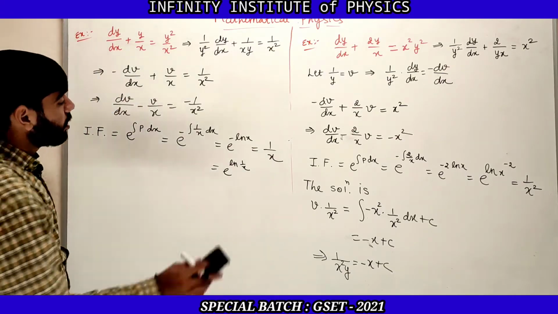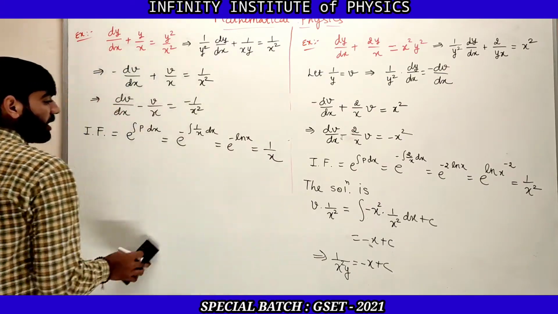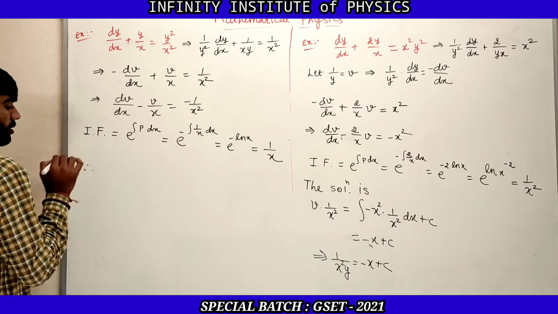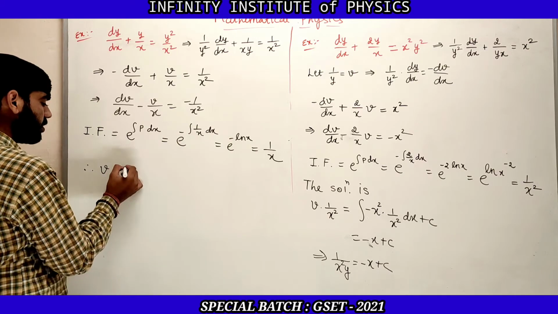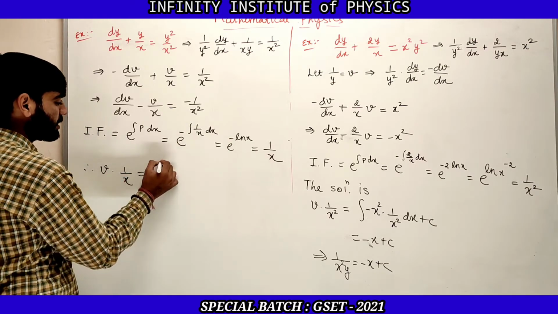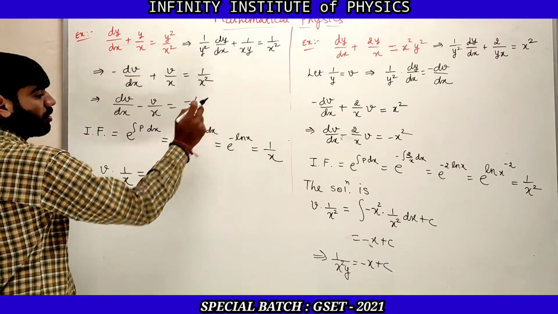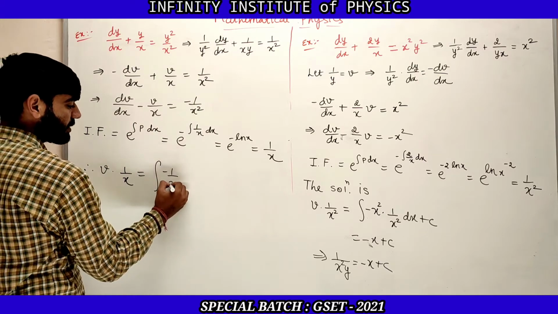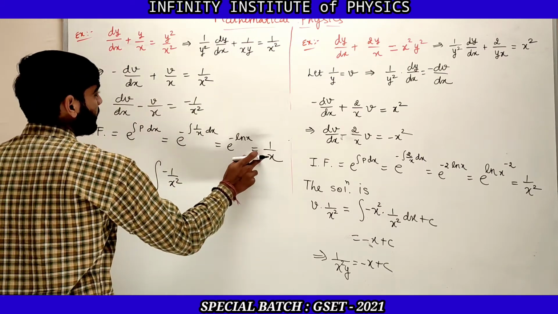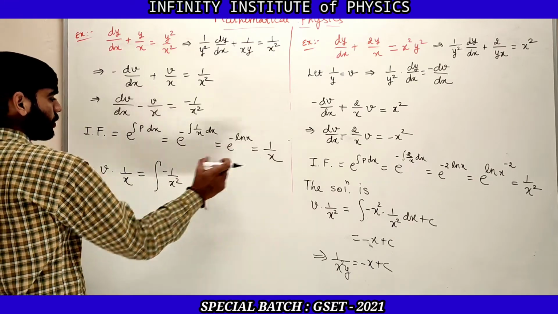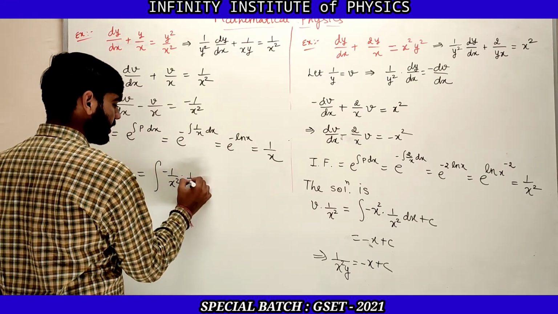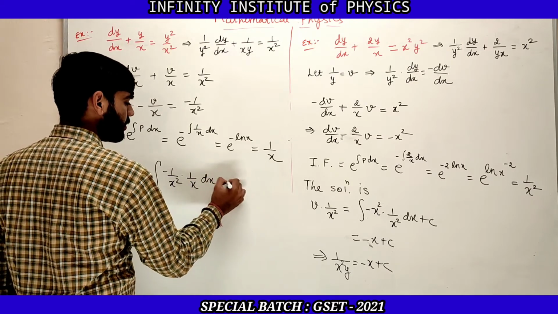So the integrating factor is 1 upon x, and therefore the solution is given by v into the integrating factor 1 upon x, which is equal to integration of q, that is minus 1 upon x square, into the integrating factor, that is 1 upon x, dx plus c.